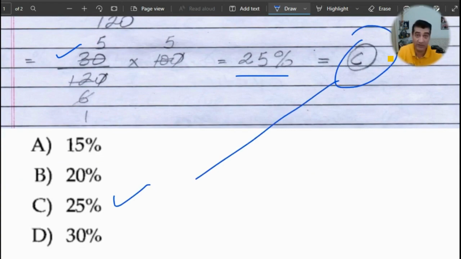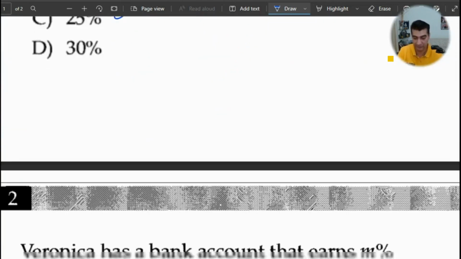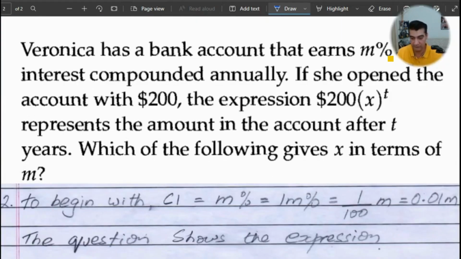And let's move on to another classic example. Veronica has a bank account that earns m% interest compounded annually. If she opened the account with $200, the expression 200 x to the power of t represents the amount in the account after t years. Which of the following gives x in terms of m?